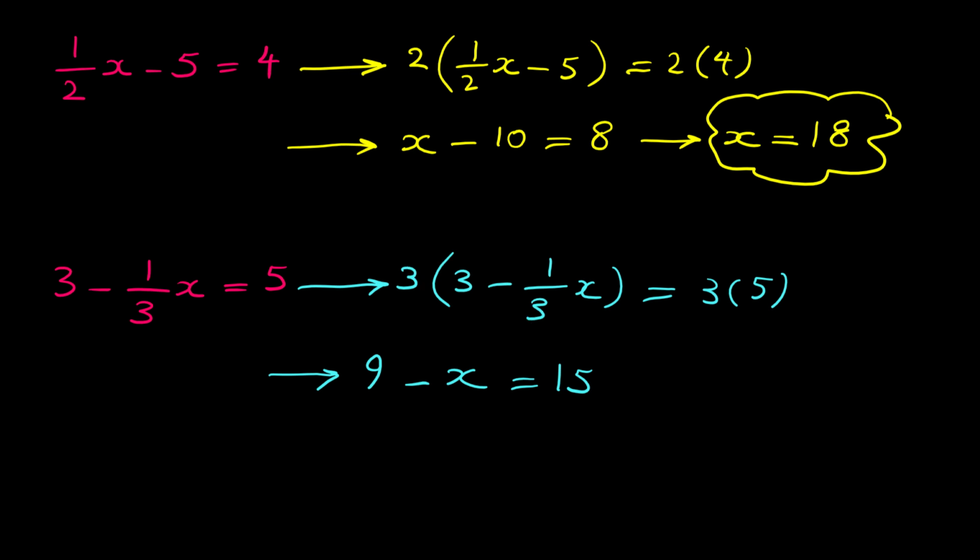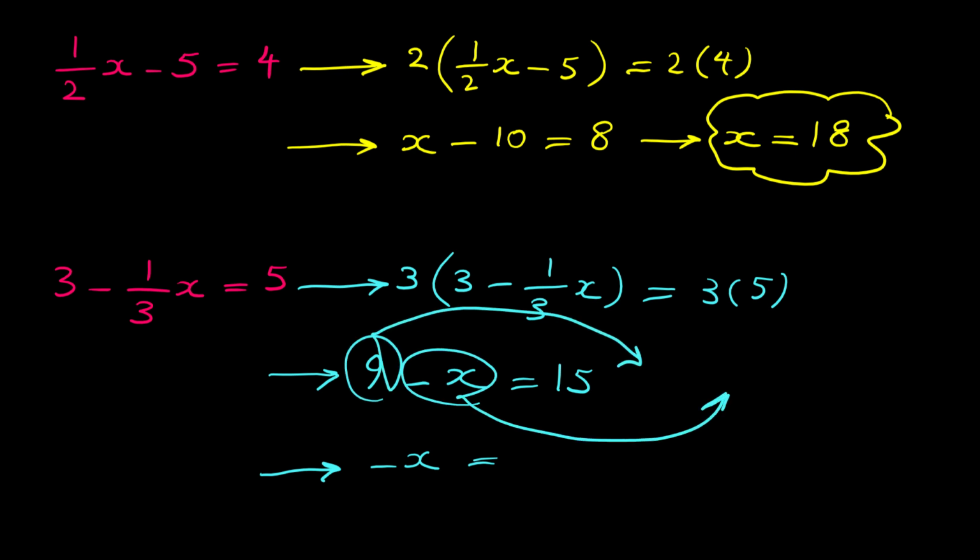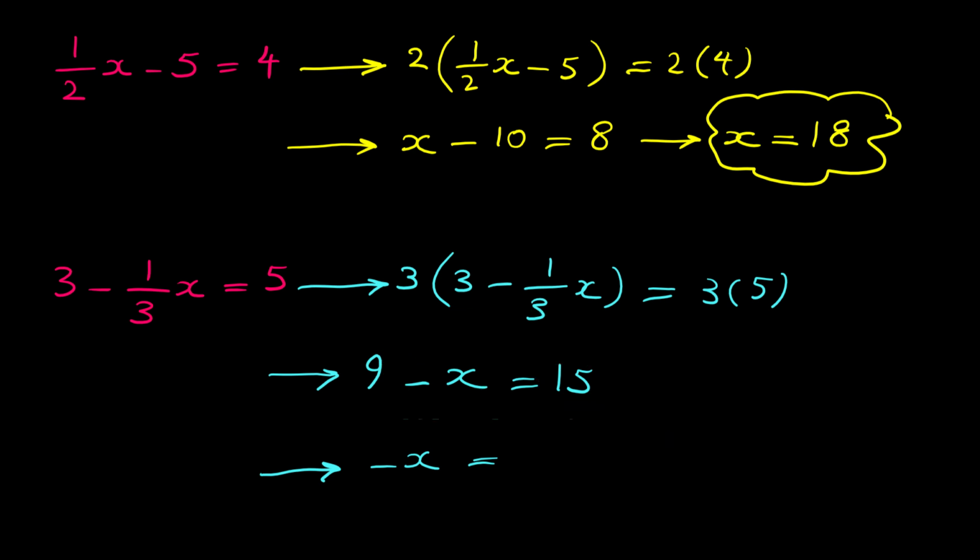What is x from this equation? Remember the technique. We keep the variables in the left and we move the numbers to the right. It's up to you. You can move the variable to the right, number to the left. It's completely fine to do it that way. Negative x in the left. We move 9 to the right. 15 minus 9 is 6. So x is 6 divided by the coefficient, negative 1. 6 over negative 1 is negative 6. So x is negative 6.